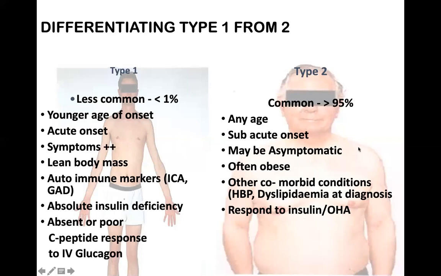Now, Asians may not be very obese, but will have central obesity. So we call them metabolically obese, and they may have other features of metabolic syndrome, like high triglyceride, low HDL, and insulin resistance if you check their insulin sensitivity patterns.